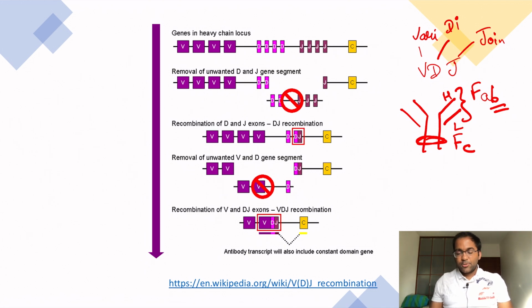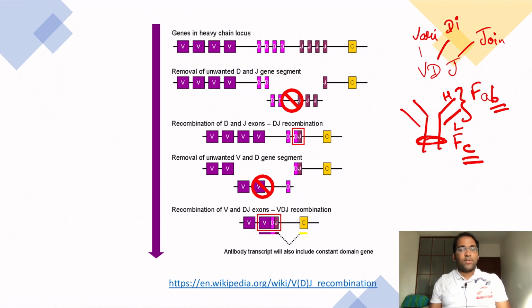So we have different types of FAB region here, which will allow us to bind different antigens which are present in the outside world, correct? So that is the reason why we require the VDJ region. Now another point to remember is that in this VDJ recombination, there is no change or effect in the FC portion of the antibody.